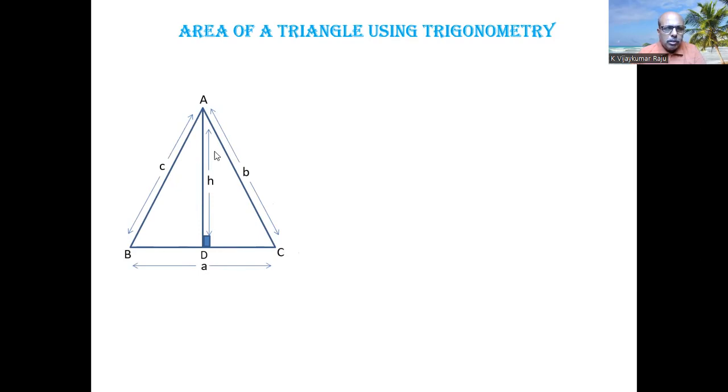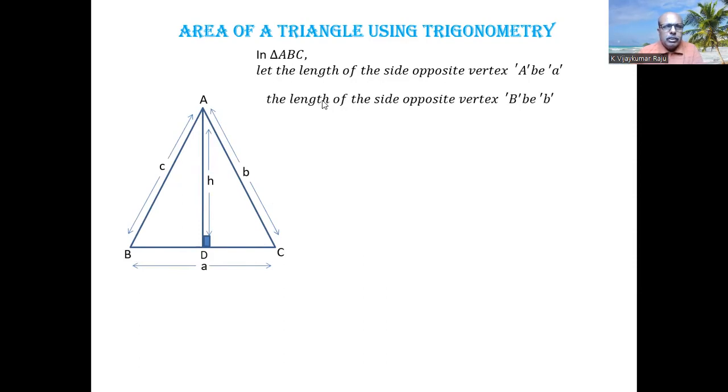Now here I follow a method. In front of angle A, I take that opposite side has length a. Opposite angle B, I say that length is b. And the length of the side opposite angle C is c. So in triangle ABC, let the length of the side opposite vertex A be a, the length of the side opposite vertex B be b, and the length of the side opposite vertex C be c.